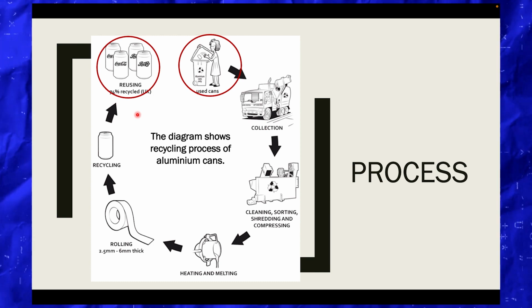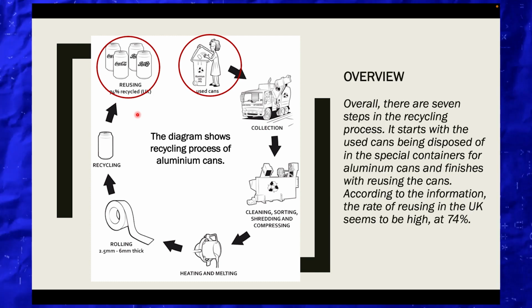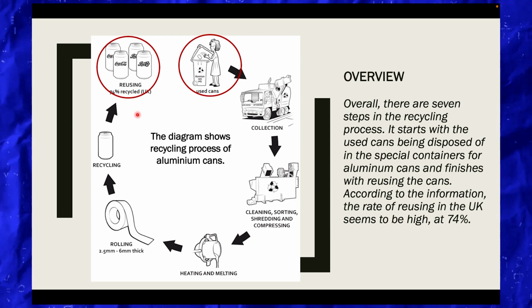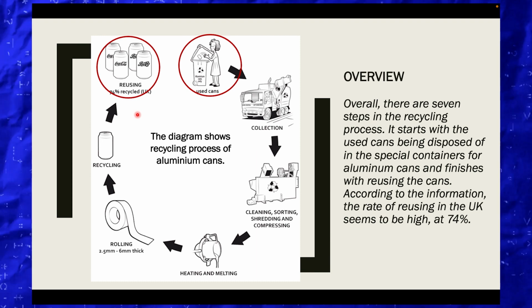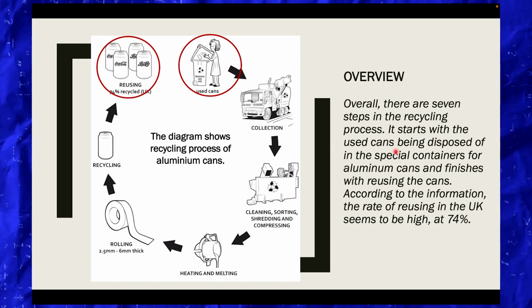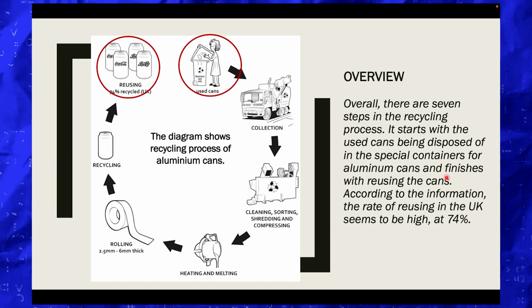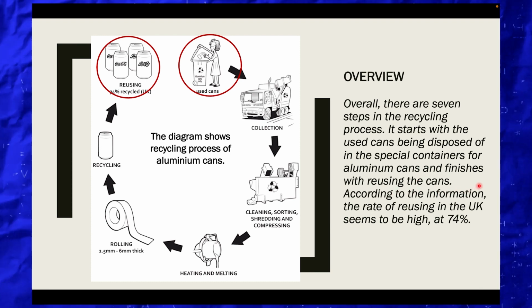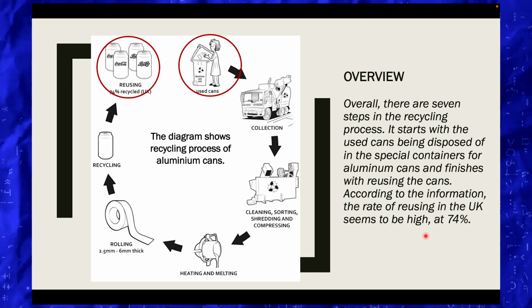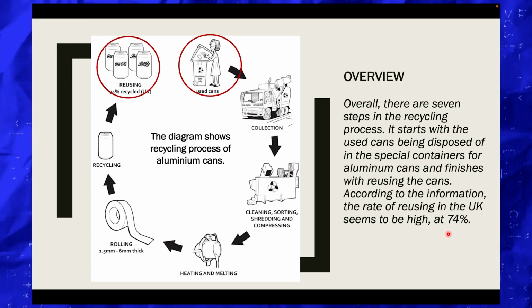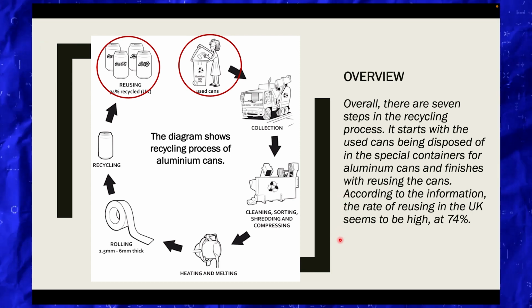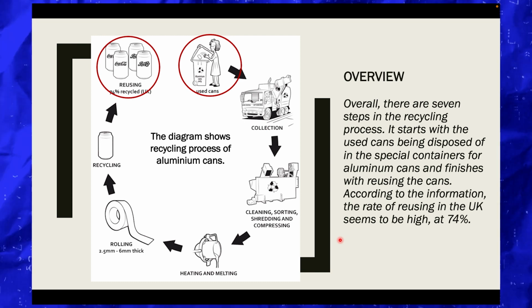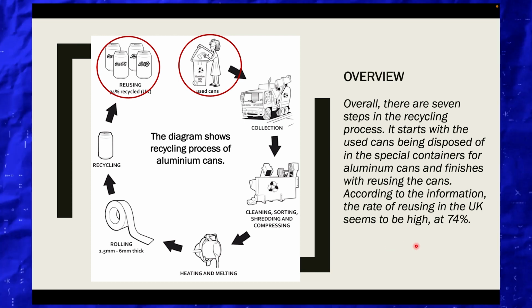So your overview might look like this. Overall, there are 7 steps in the recycling process. It starts with the used cans being disposed of in the special containers for aluminium cans, and it finishes with reusing the cans. According to the information, the rate of reusing in the UK seems to be high at 74%. Well, this third sentence is optional. You may mention this or may not. It's not mandatory, I should say.